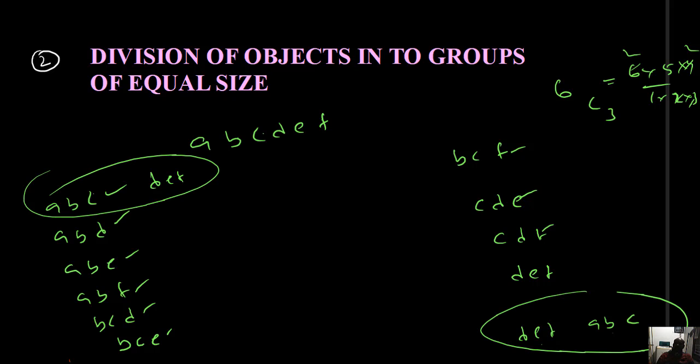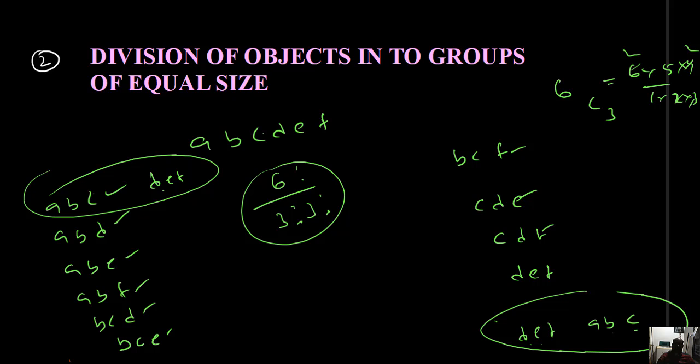First group, second group; first group, second group. These two are treated as different. But what I am saying is, we want to make them into groups, that's all. That's why these two are treated as the same. What is the meaning of that? We want to divide the result by 2 factorial. What is the actual result? 6 factorial by 3 factorial into 3 factorial.